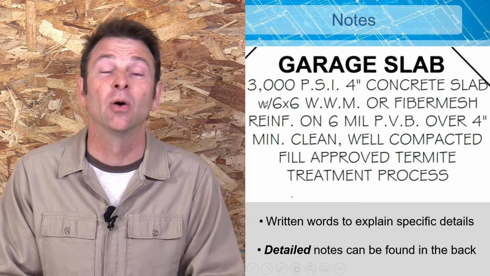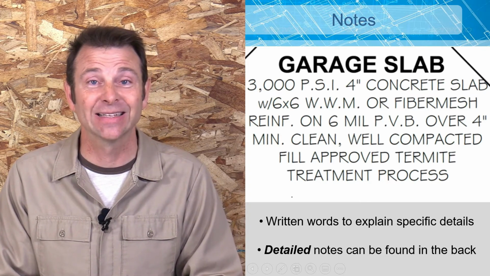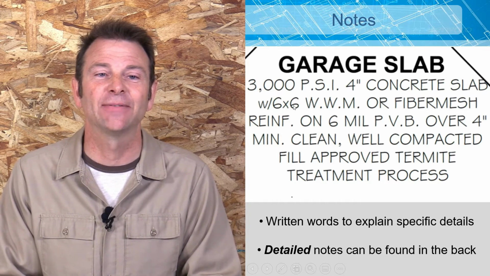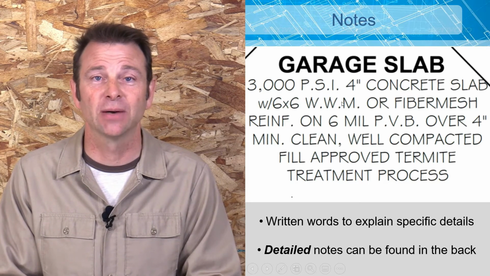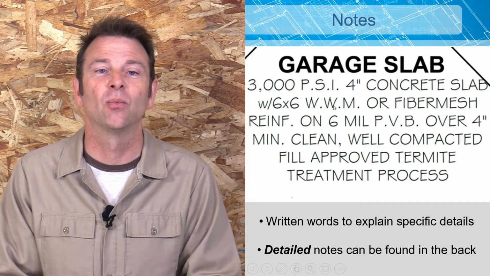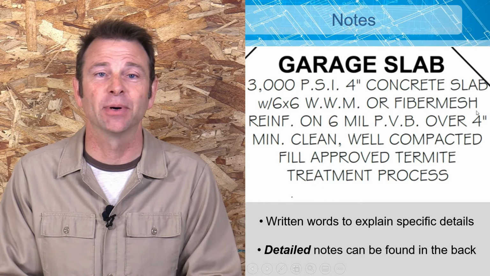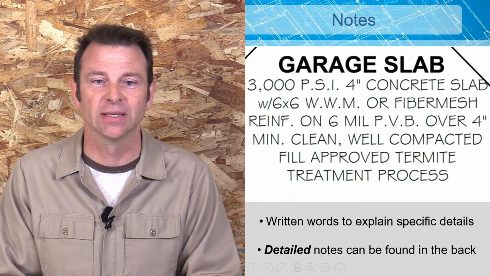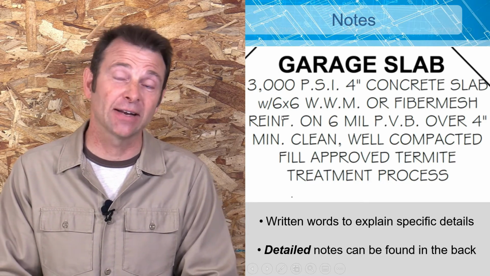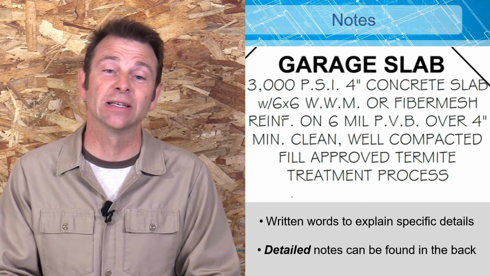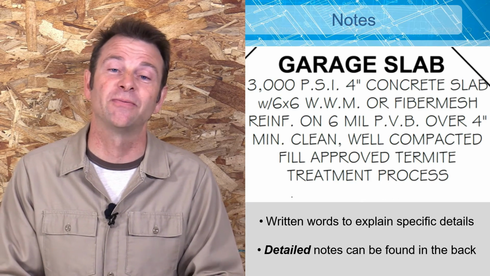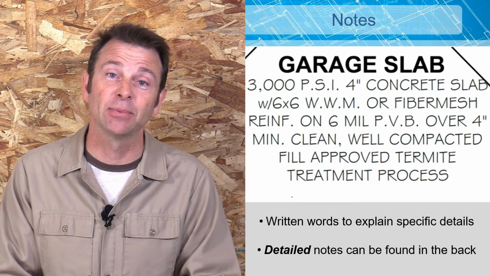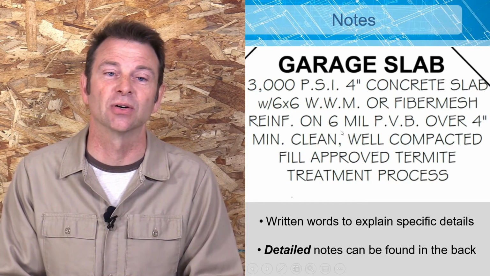It also says that inside of this concrete needs to have 6x6 WWM, which is welded wire mesh or fiber mesh reinforcement. So that's telling us that inside of that concrete, we have to put either this special steel mesh or some fiberglass fibers to reinforce it, to make it stronger.